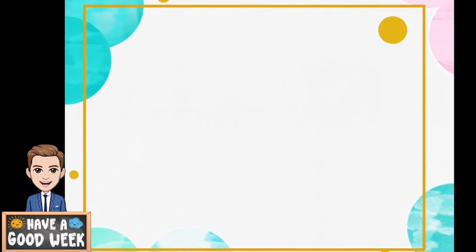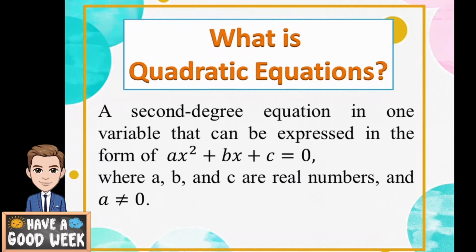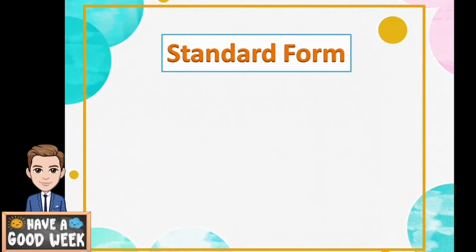So let us now proceed to the definition of quadratic equation. So what is quadratic equation? Quadratic equation is a second-degree equation in one variable that can be expressed in the form of ax squared plus bx plus c equals 0. Again, second-degree equation, meaning to say the highest degree is 2. Where a, b, and c are real numbers and a is not equal to 0. So this is the standard form of a quadratic equation.